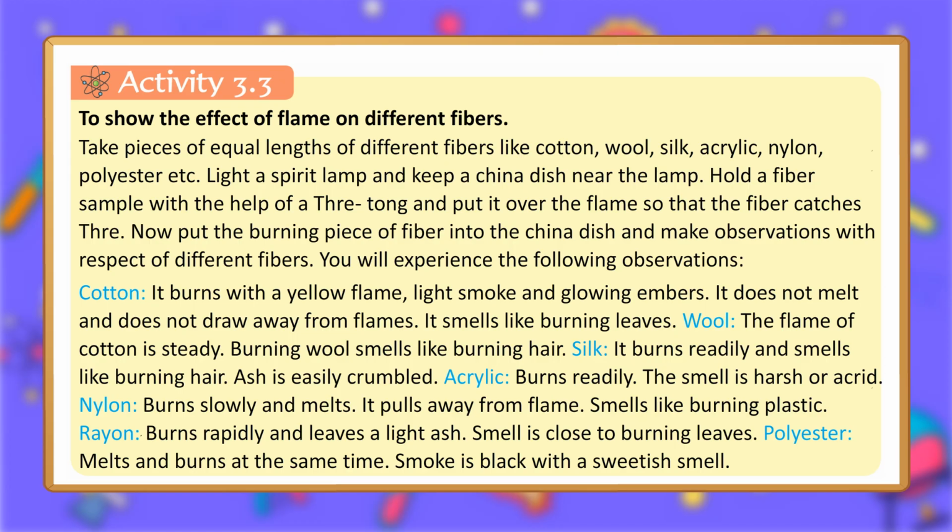Nylon: burns slowly and melts. It pulls away from flame. Smells like burning plastic. Rayon: burns rapidly and leaves a light ash. Smell is close to burning leaves. Polyester: melts and burns at the same time. Smoke is black with a sweetish smell.